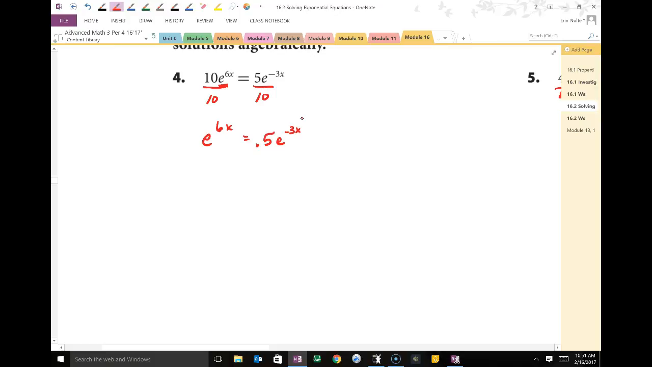Okay, so exponential form, what do I do now? Log form, okay, so what's my logarithmic form? Ooh. Okay, fair enough, you can do a log of base e, or you can do an ln of 0.5 e to the negative 3x equals 6x.